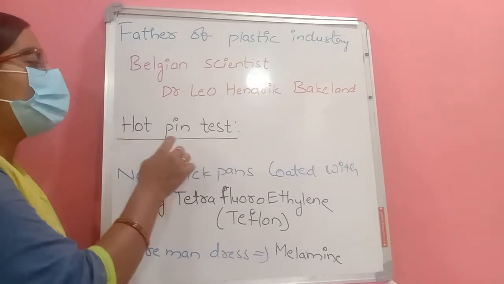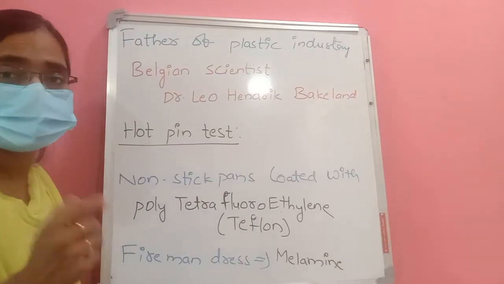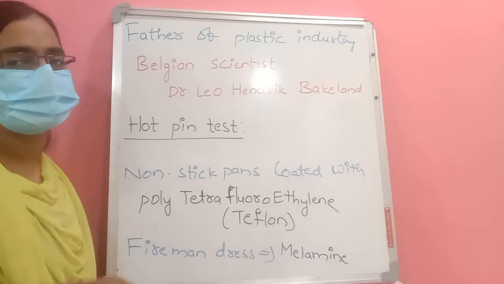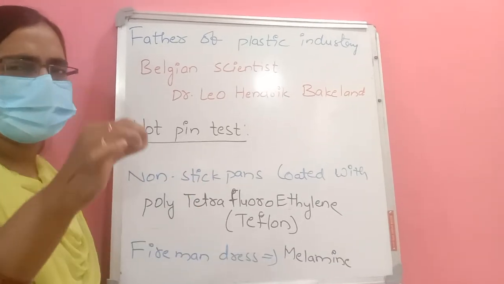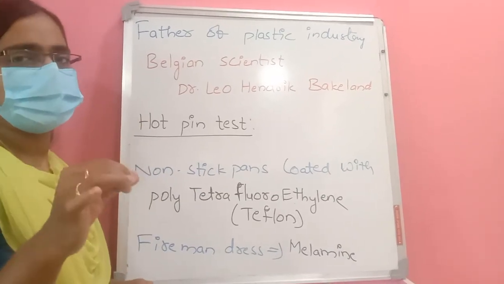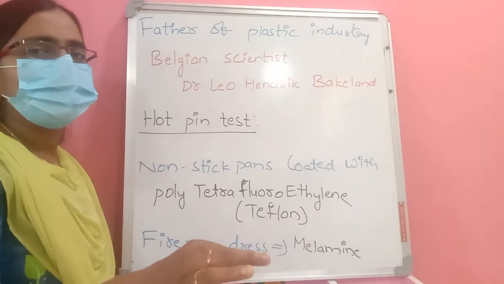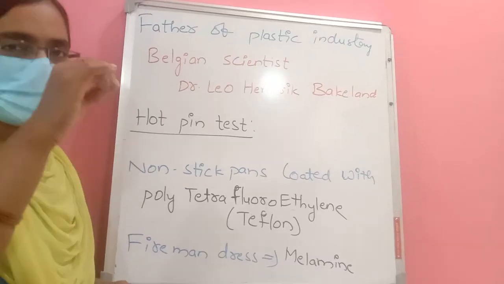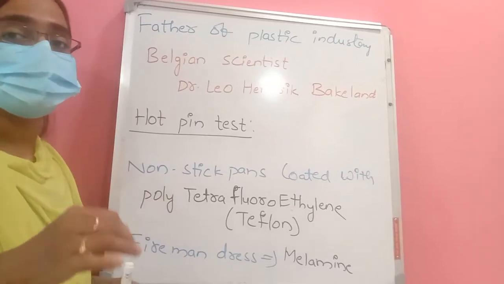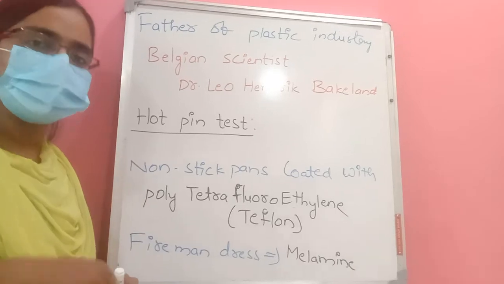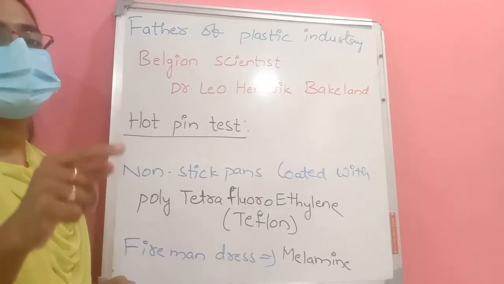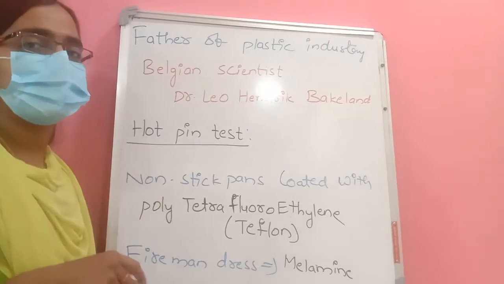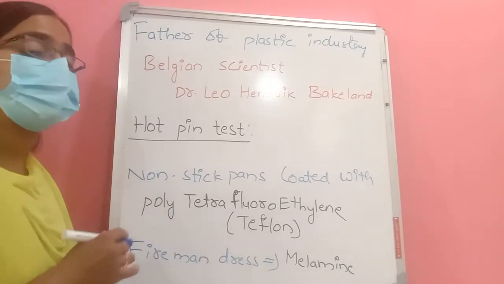Next, if you are given a plastic, how can you check whether it is thermoplastic or thermosetting plastic? It is the hot pin test. This is important. By the hot pin test, we can check whether it is thermoplastic or thermosetting. You take a very hot pin and touch that pin to the item. If the pin penetrates into the item, then we can say it is not a thermosetting plastic; it is a thermoplastic. So that is the hot pin test.